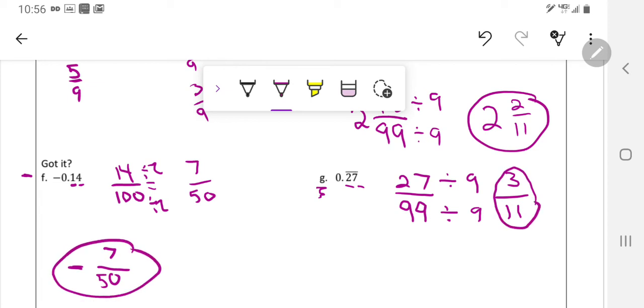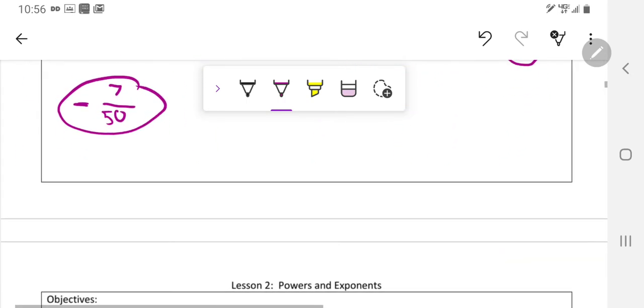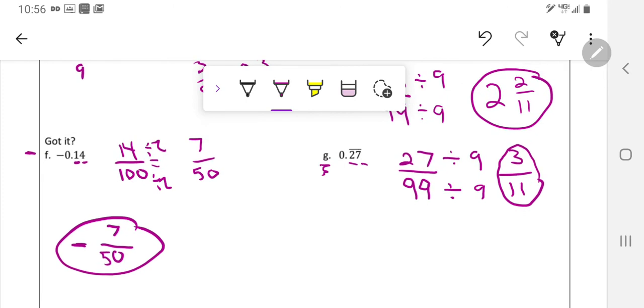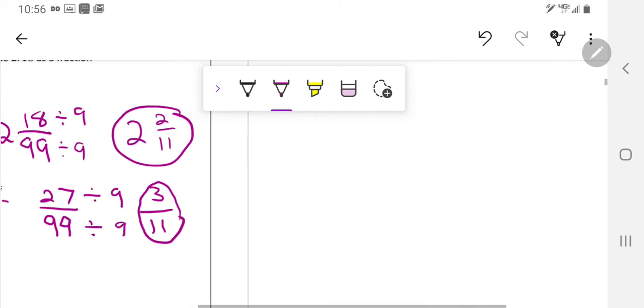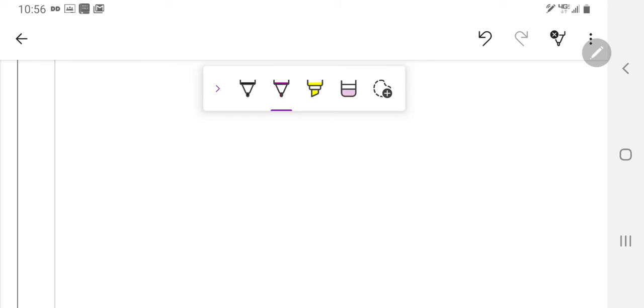Circle my answers. All right, so now we're going to go into a tricky process. If you could pause and get out a line sheet of paper, all right, you can copy down this procedure for turning repeating decimals into fractions.